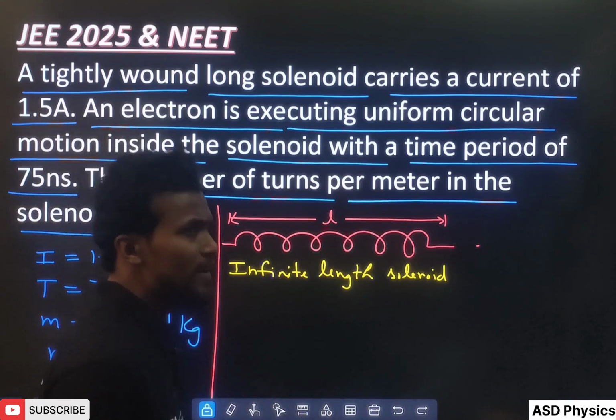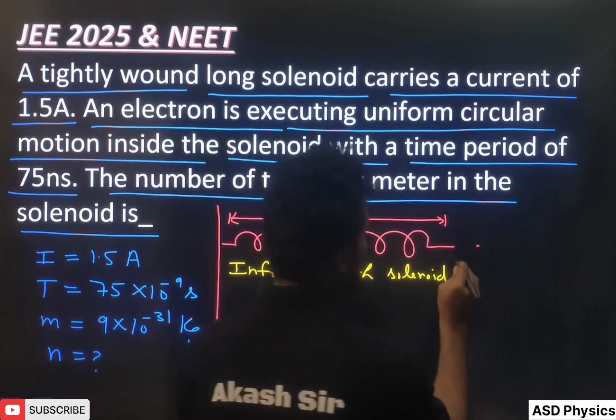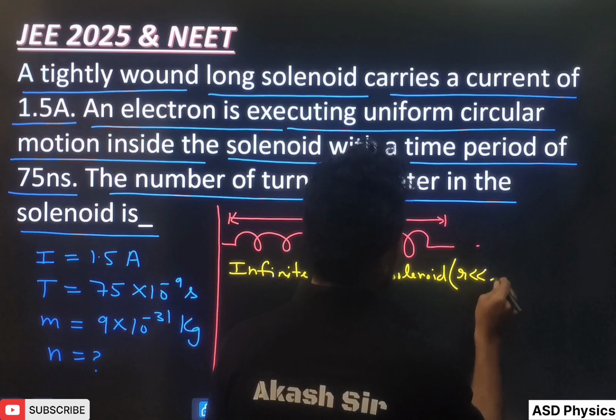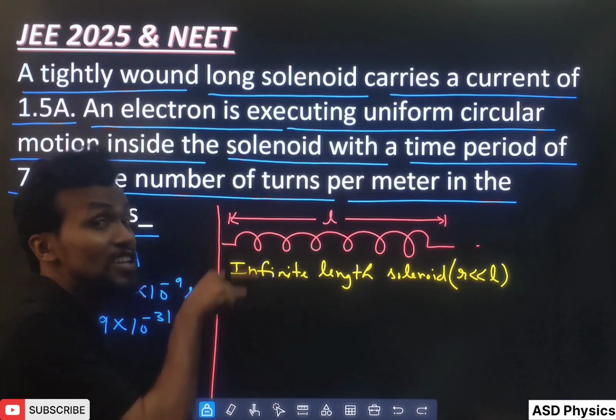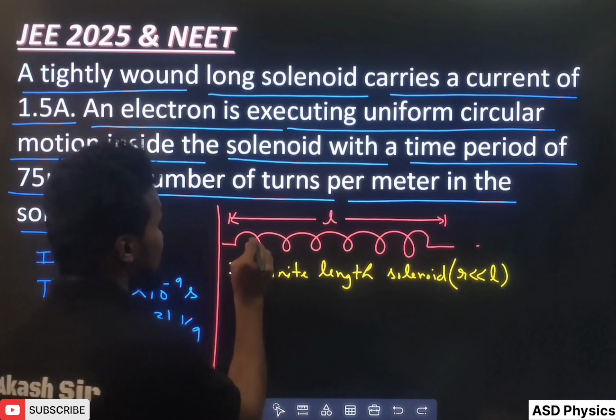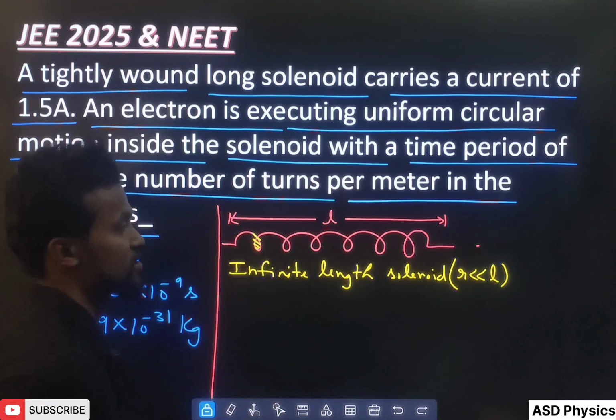So infinite length solenoid means what? It means that the radius of the solenoid is very small compared to the length. Radius means which length? The cross sectional radius. Now this one I am talking about is this cross sectional radius.